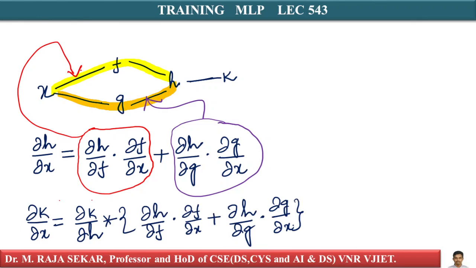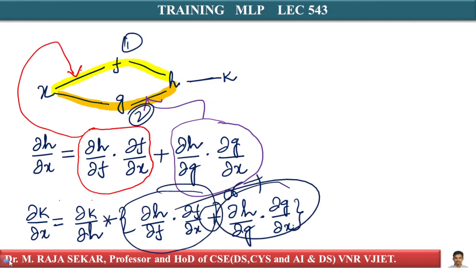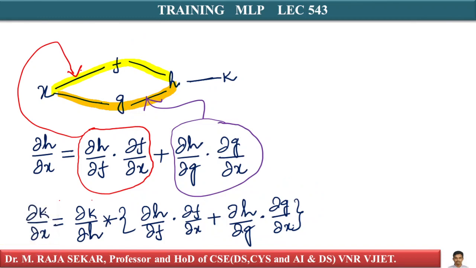Let me say this k is an output of h. What is dou k by dou x? It is simple and straightforward. Dou k by dou x: k is a function of h, therefore I am writing dou k by dou h. But here I have two paths. This is the first path, this is the second path. Therefore, I write the first path, plus the second path, isn't it?